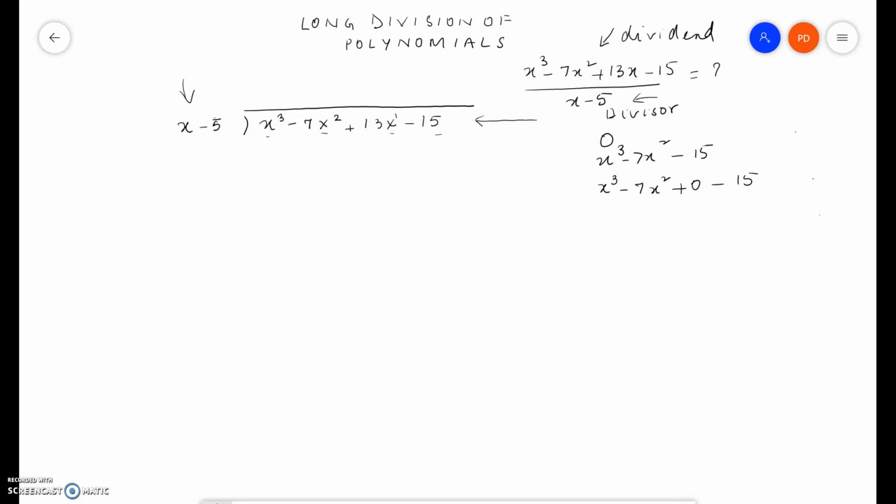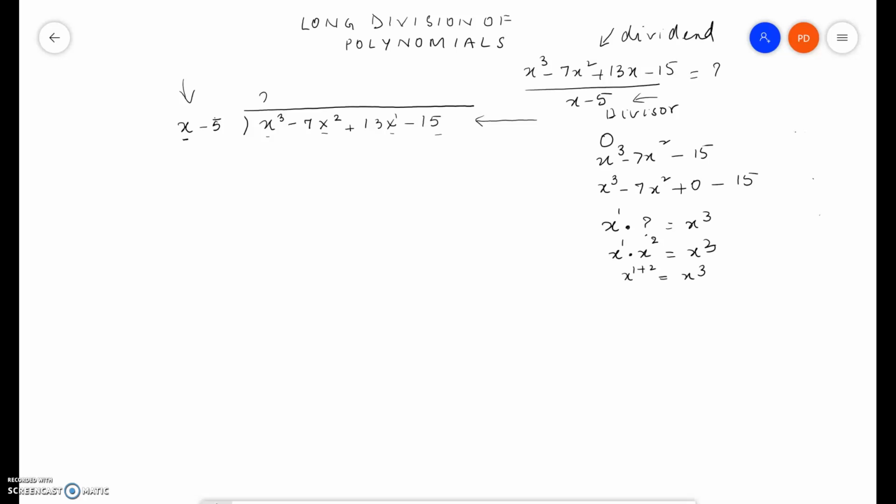So now we start off with the first term, which is x cubed. So the question we ask ourselves is, the highest power of x in the divisor is x to the 1 times what is equal to x cubed. So we have x to the 1 times x squared equals x cubed, because that is x to the 1 plus 2, and that's equal to x cubed.